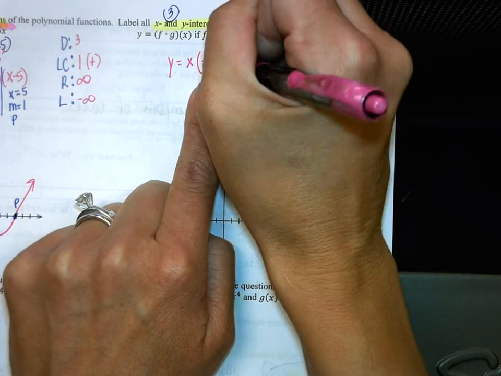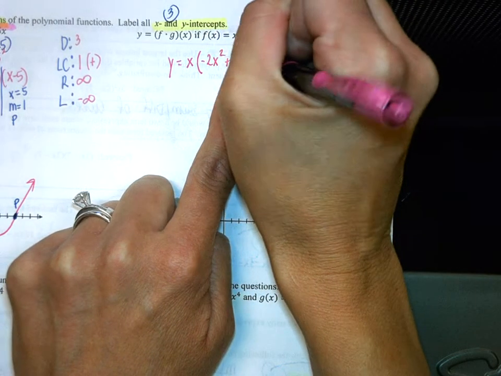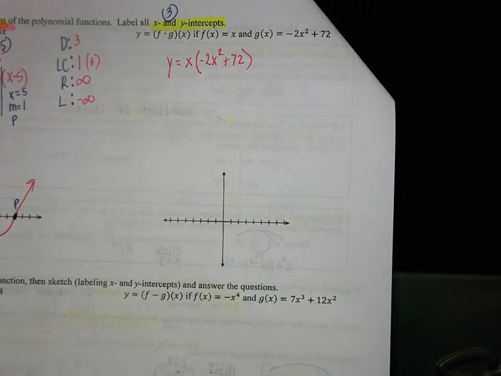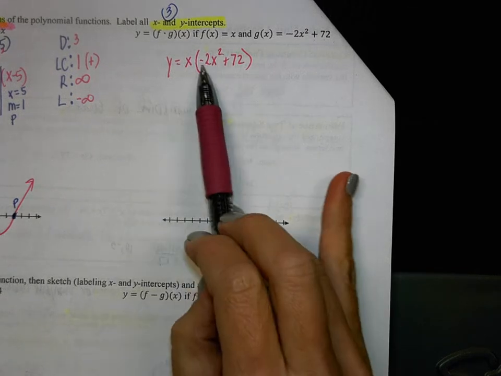Negative 2x squared plus 72. Okay? That is f times g of x. Now, if you wanted to, you could distribute that out, but we're going to end up factoring anyways, right? So there isn't really a purpose in remultiplying that through because we're going to end up taking it out anyways. So I'm just going to look at this piece right here now.